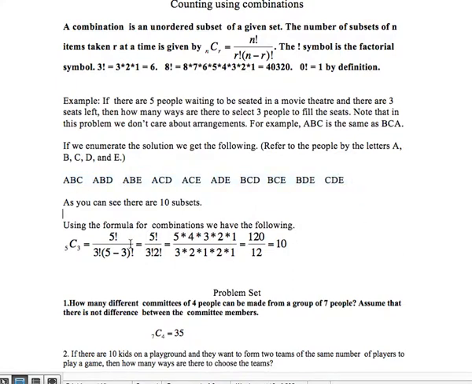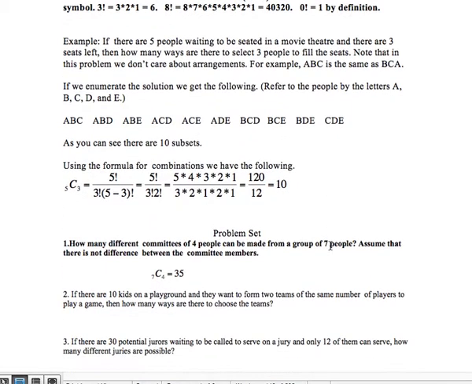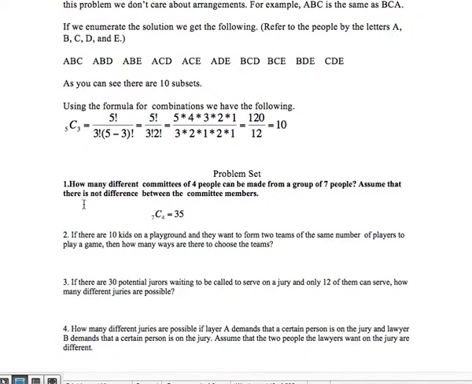All right? If you use the formula, you're going to use 5C3. Again, this formula can be found on your calculator under Math PRB. 5C3 would be 5 factorial over 3 factorial times 5 minus 3 factorial. That would give us 5 factorial over 3 factorial times 2 factorial. And the answer to that is 10. So let's work a few examples.